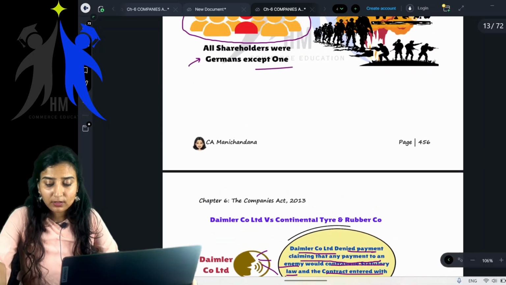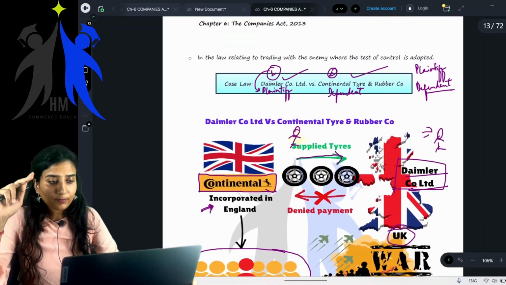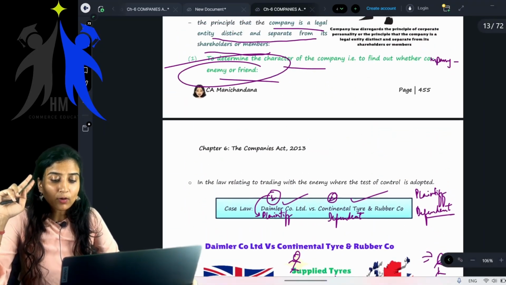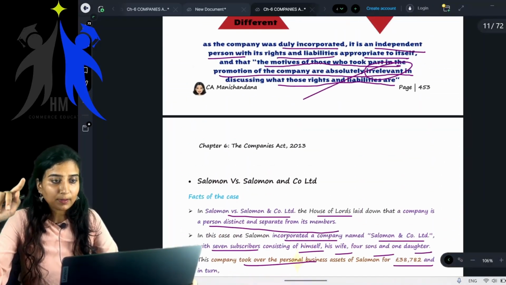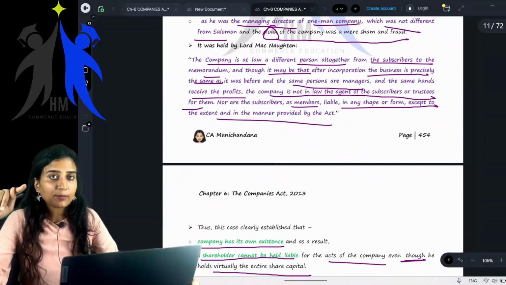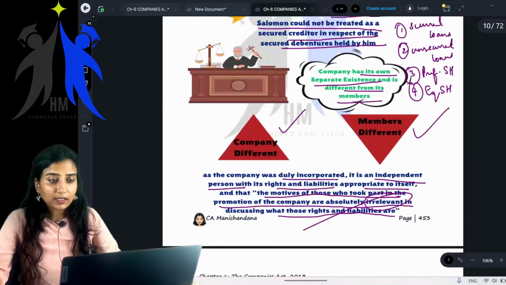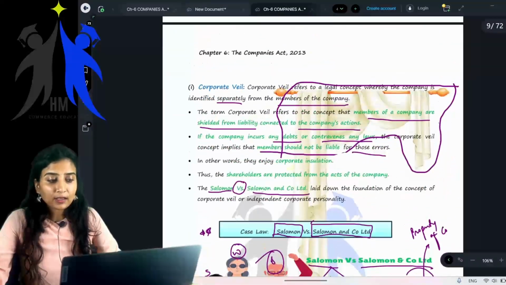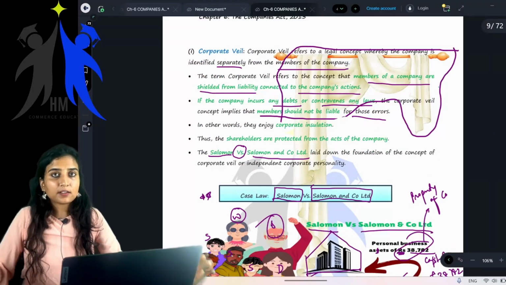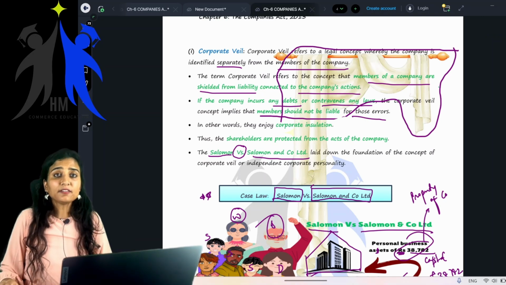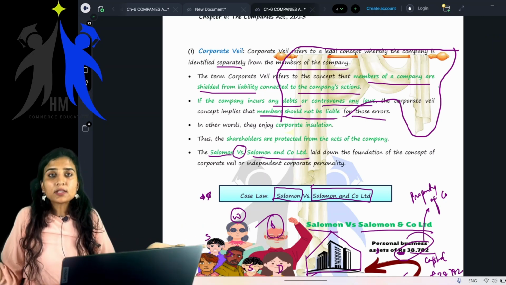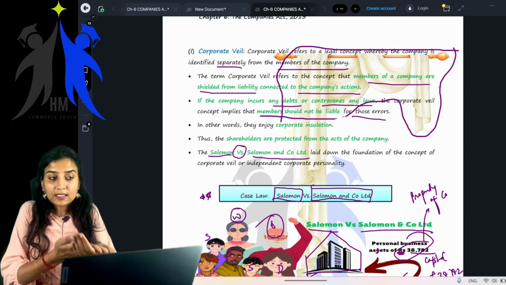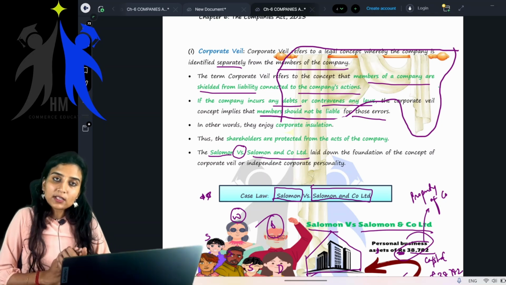Yes, understood. We saw two very important case laws today in our class. The first one being Salomon versus Salomon and Company Limited, and the second one was Daimler Company Limited versus Continental Tyre. The first one established the fact that the company is different and the members are different. Company is a separate legal entity. The foundation of the separate legal entity concept was laid in this particular case law.